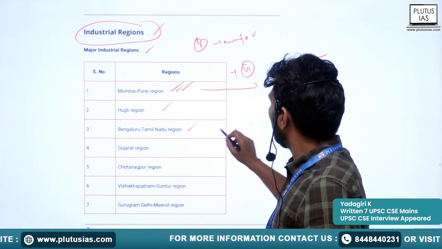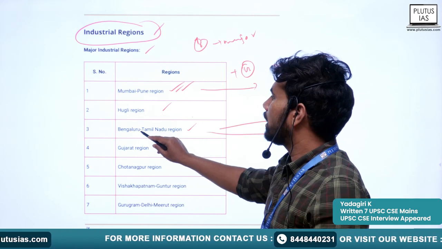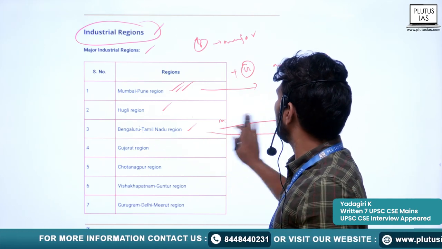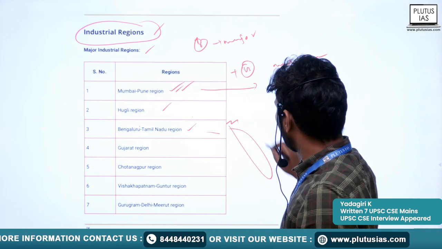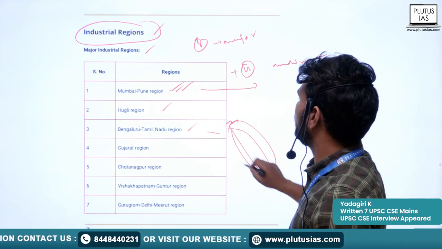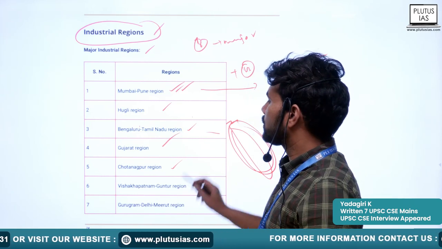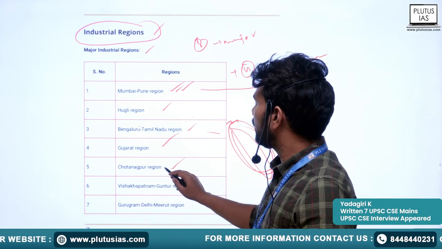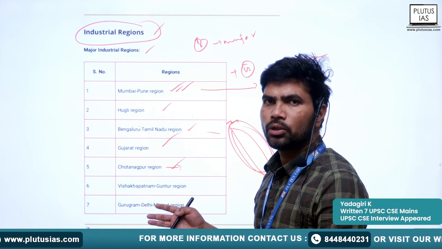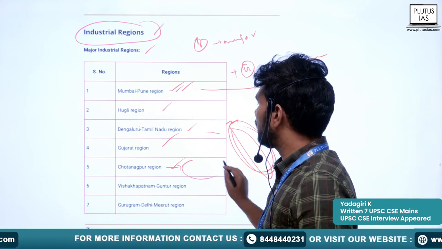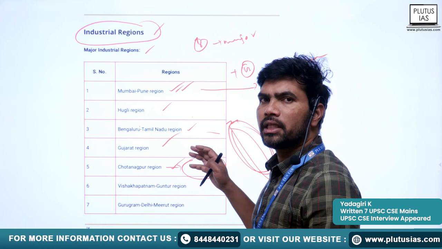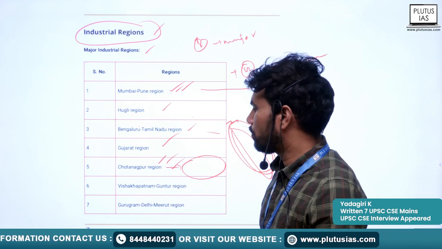region, so it is a belt comprising Bengaluru and Tamil Nadu. So this region is another important region. Next is Gujarat region. Next is Chota Nagpur region. So here a lot of minerals are also concentrated. So because of that, a number of chain industries have developed in this region, Chota Nagpur region.